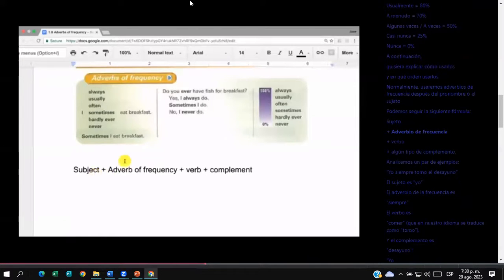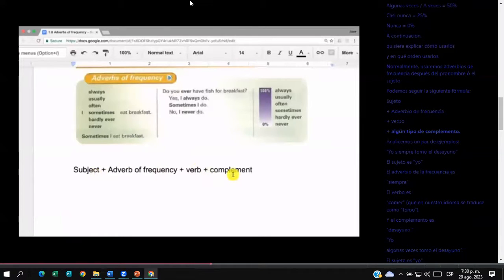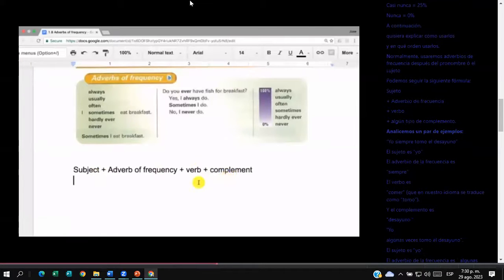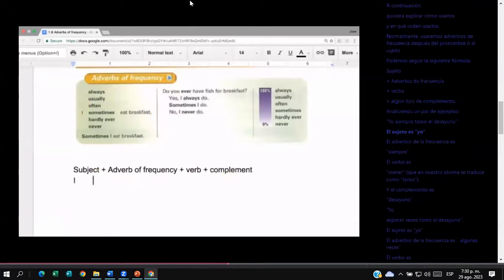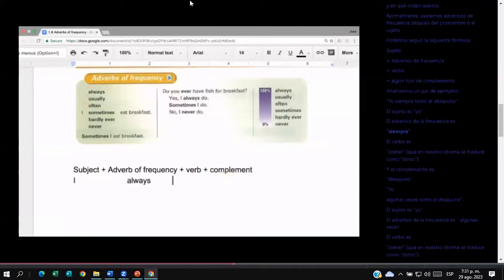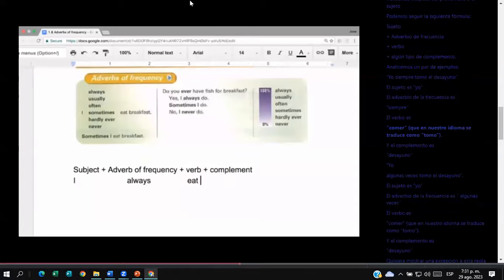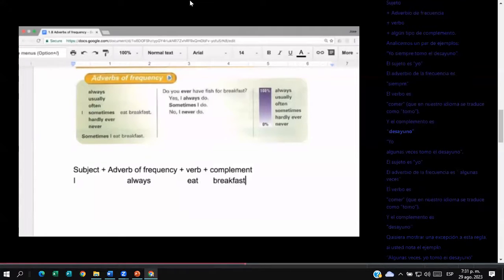Subject plus adverb of frequency plus the verb plus some kind of complement. Let's analyze a couple of examples. I always eat breakfast. The subject is I. The adverb of frequency is always. The verb is eat. And the complement is breakfast.